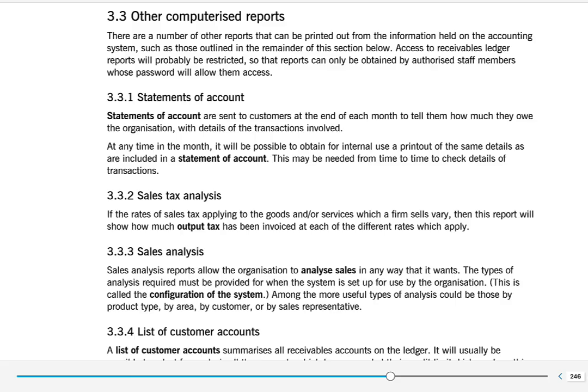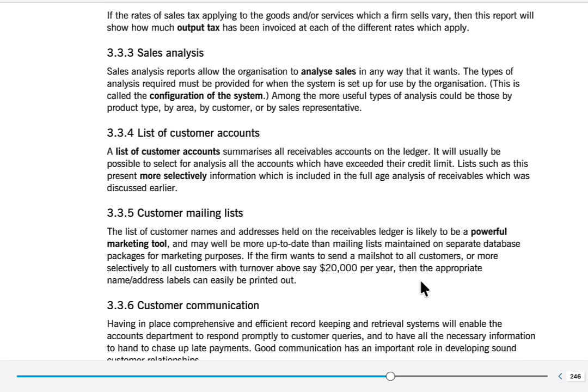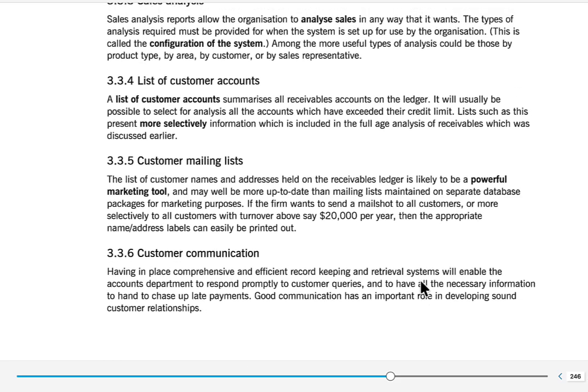Recommendation 3. Mention control and restricted access. That is a strong professional point and fits the book's message about authorization. Class, now we go to lesson 3.4, the list of customer accounts.